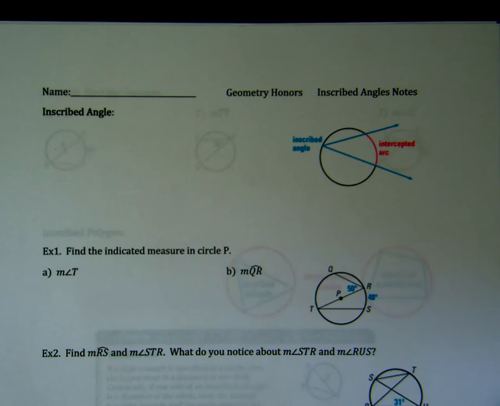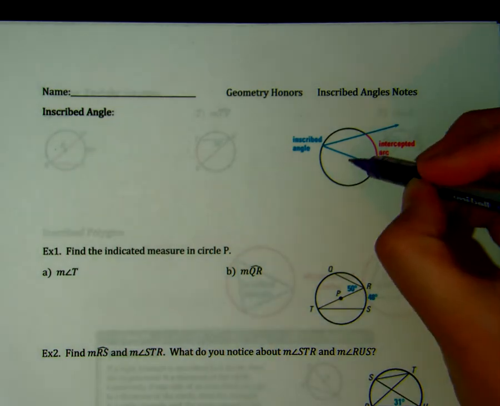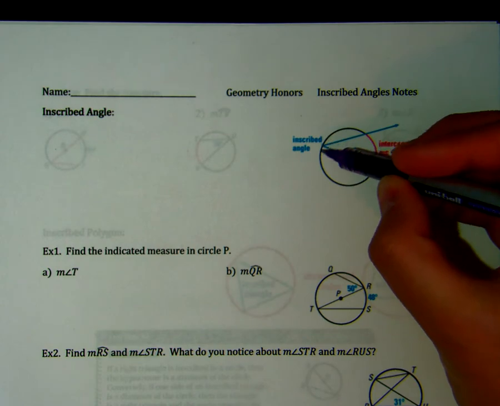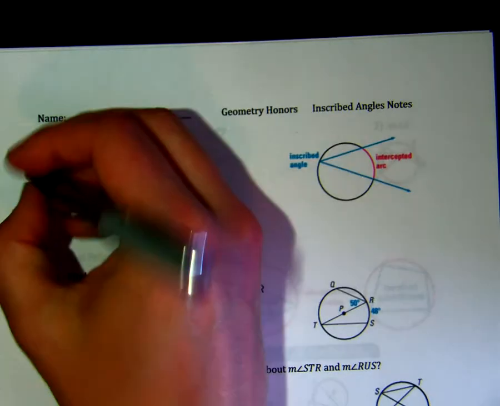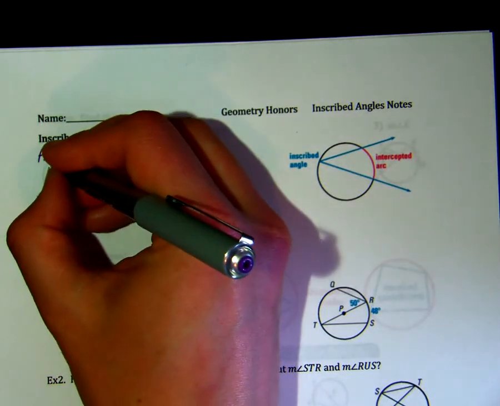Okay, so today we're going to be talking about inscribed angles and inscribed polygons. So the other angle we've talked about in a circle is the central angle. A central angle has its vertex in the very center of the circle. An inscribed angle has its vertex on the circle.